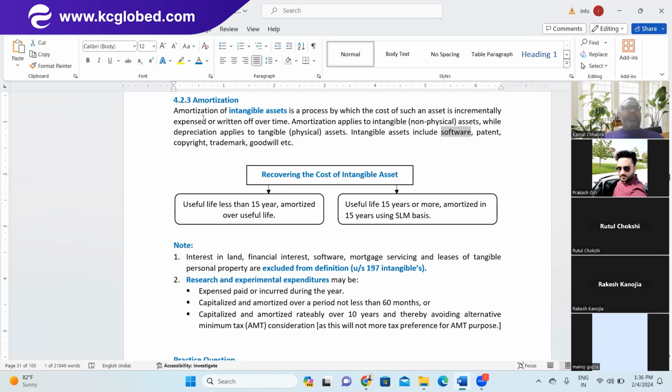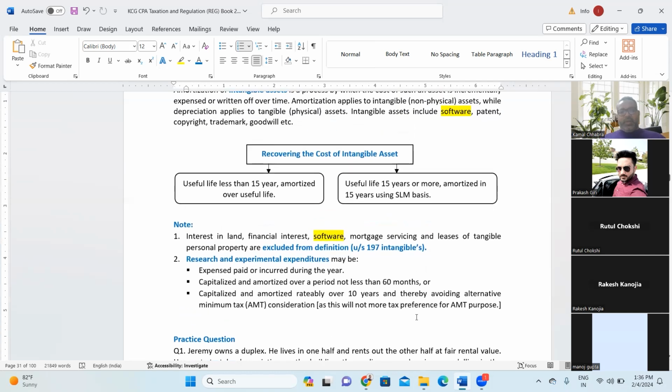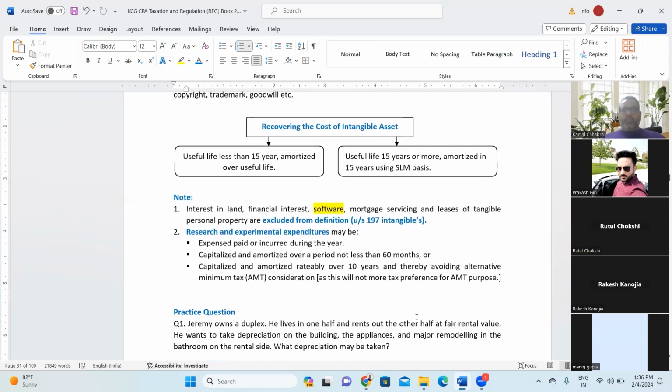So once again, I'm just highlighting this. Maybe in the next class, I'll get back to you on why there is software. So software either should be included or should be excluded. This point you can just highlight in your notes. I'll get back to you in the next class on why it is in both places, right?